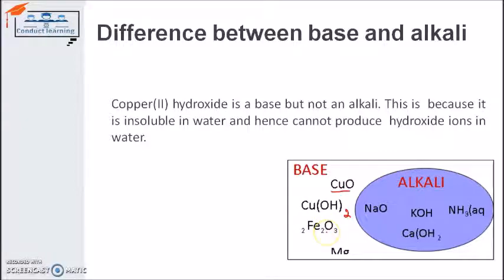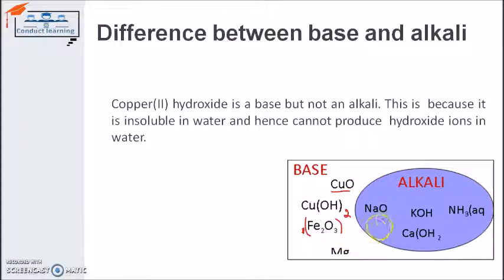Ferric oxide. When you put this ferric oxide in water, the ferric oxide has only this formula, this 2 is not there. When you put ferric oxide in water, it will not separate into iron and oxygen ions. That's why it is not an alkali, it is only a base, right? In the same way, magnesium oxide, when put in water, will not separate into ions, so it's only a base, not an alkali.